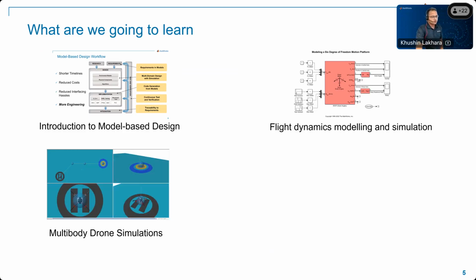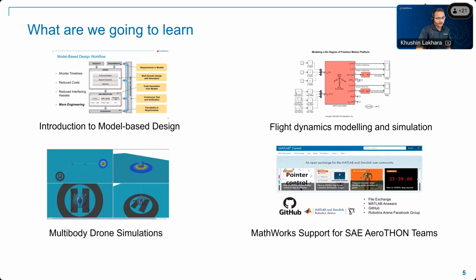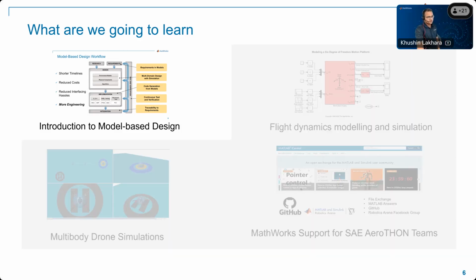Moving forward, we'll also talk about multi-body drone simulations, where your vehicle has to drop a particular object at a target location, or anything where multiple bodies are involved. So how do you bring your CAD geometries into the Simulink environment and perform the simulation? And finally, we are going to talk about what resources we have for the Aerothon teams and how the Aerothon teams can make the best use of all these learning resources. So let's start with the first session.